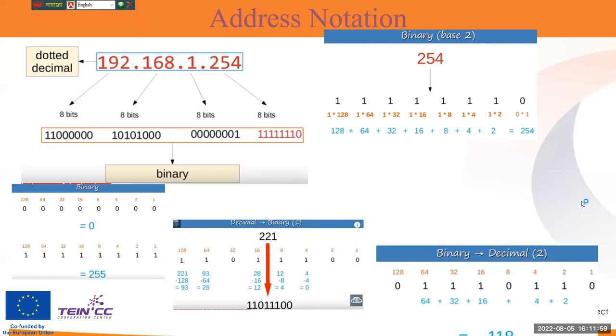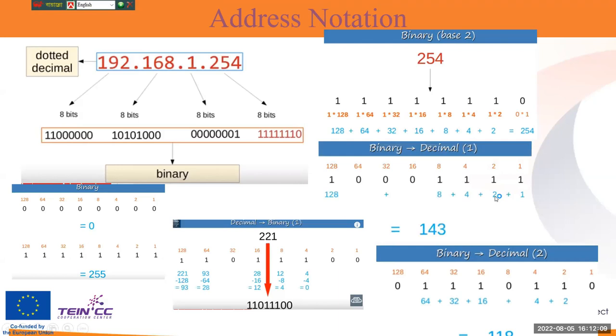This is another one, binary to decimal. So 118, how to convert it. This is another one, 143. How can you convert from binary to decimal? We just need to add the positional values. Start with the maximum positional value 128, then add the other positional values. Whichever positional value we take is a one, and the other positional values would be zero.